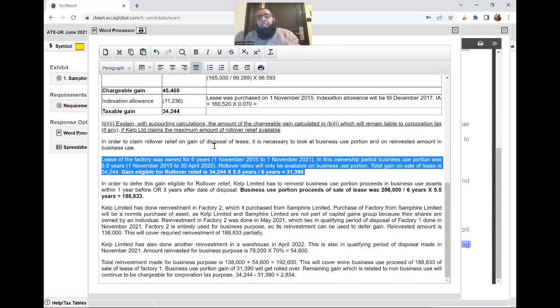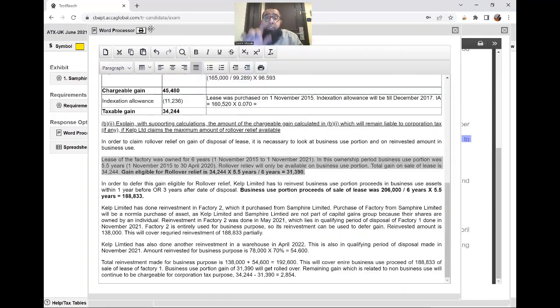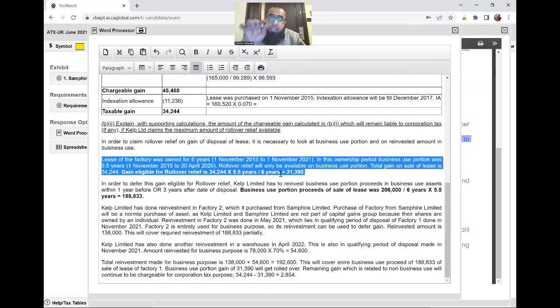Now, in these 6 years, the business use was 5.5 years. Because if you read it, in the last 6 months, it was rented out to the tenants. So the rollover relief is only on business use. Rollover relief will only be available on business use portion. Total gain on sale of lease is 34244, and we prorated it, divided by 6, multiplied by 5.5 years.